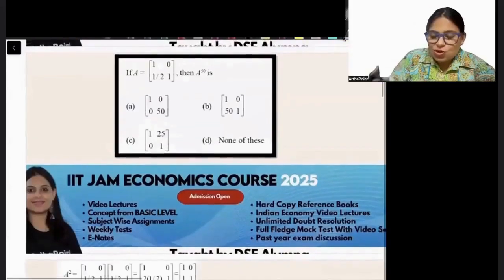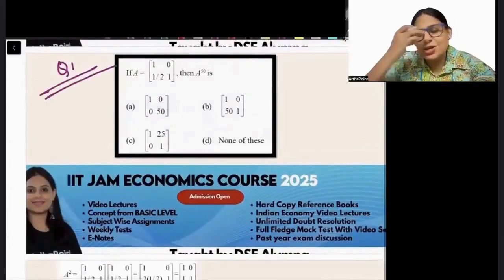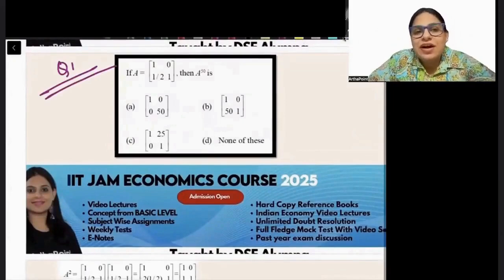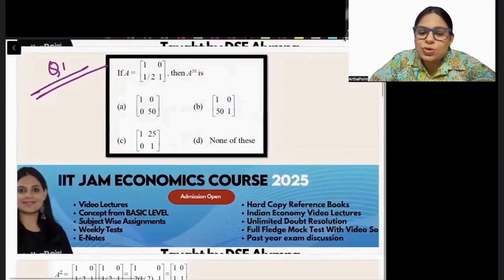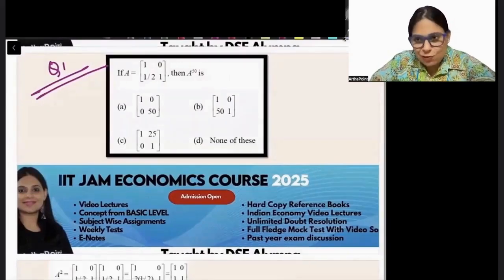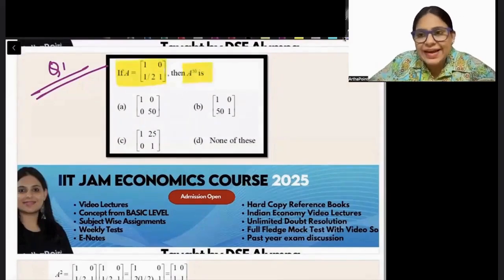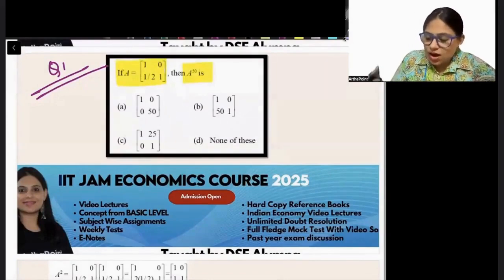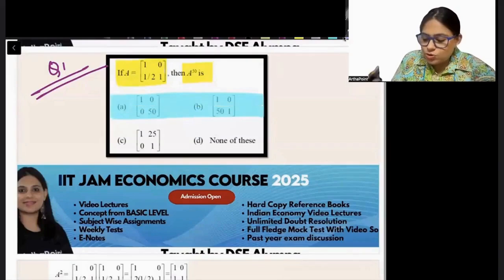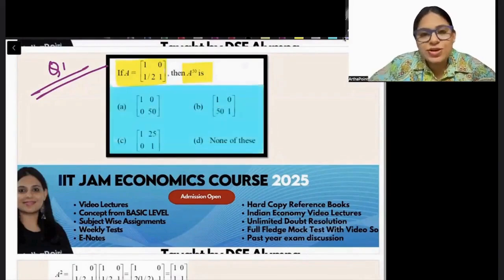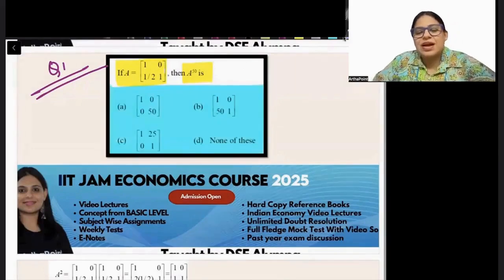First question on your screen is this. Try to do this question yourself. Write the answer in the chat window. Then I will go ahead and solve this question. You are given a matrix A. A is [1, 0; half, 1], and you're asked to find out what will be A to the power 50. You are given 4 options. Try to do this question on your own. I'll give you a minute.